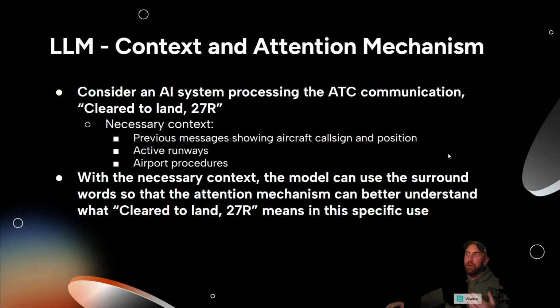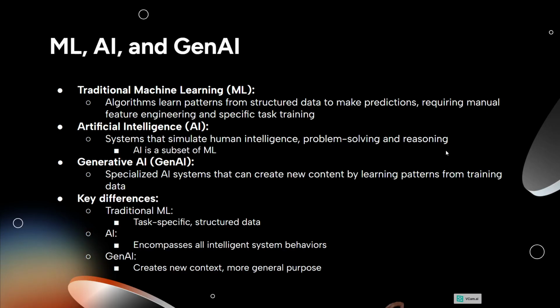So hopefully that gives you a better understanding of what the context window is and how the attention mechanism works within the context window to make sense of each specific word, how the model makes sense of each specific word. So now let's talk a little bit about machine learning, artificial intelligence, and generative AI.